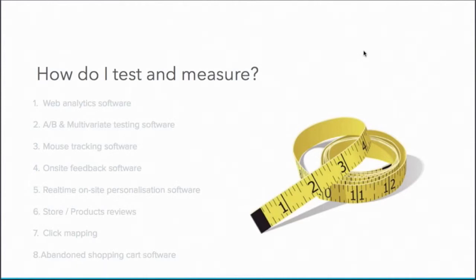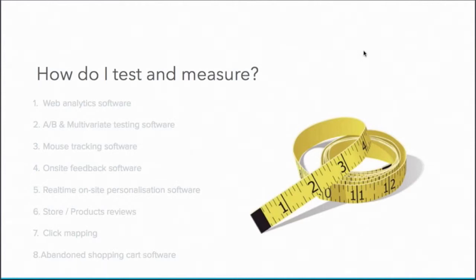Then there is mouse tracking software. This software will follow the moves of your visitor's mouse. And the aim of this is to judge your usability. So how do people see your website? Do they find it user-friendly or not? And actually, can they find what they're looking for in your site? So examples of companies offering this service are Clicktail and Crazy Egg, for instance.